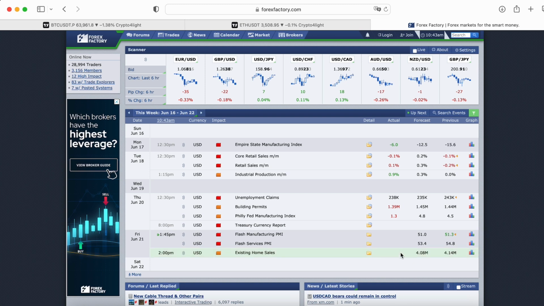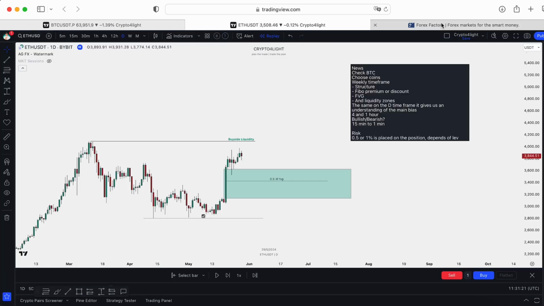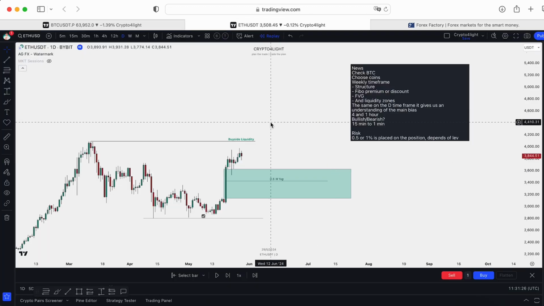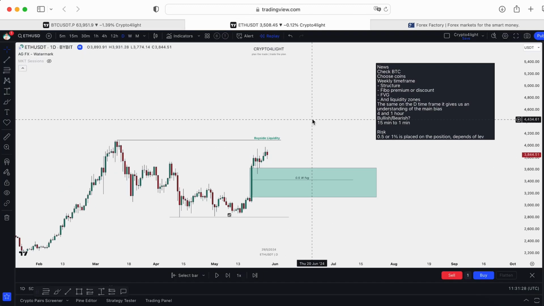I can't know the actual data, what we will see, but I can understand in this time we will see the volatility. So if before this key event we see the price around the key level, I can make a decision to open a position, short or long. I personally use Forex Factory for the news. How to work with economic calendar, I already made a video about it.